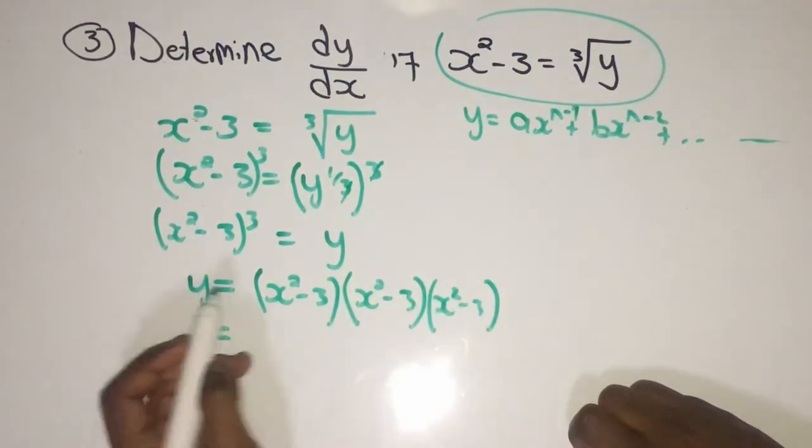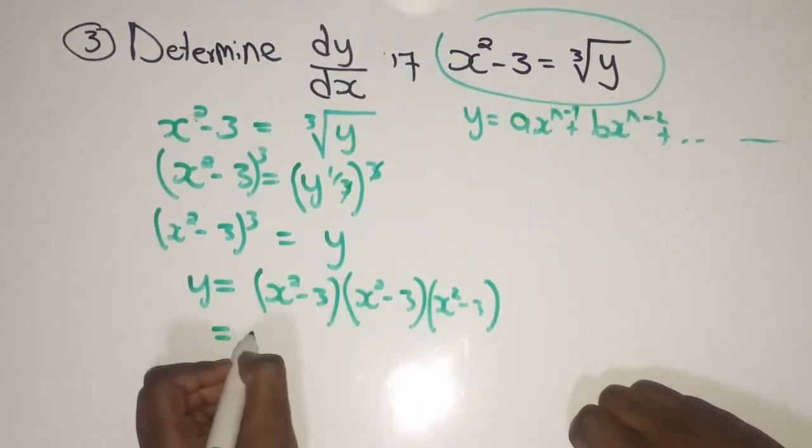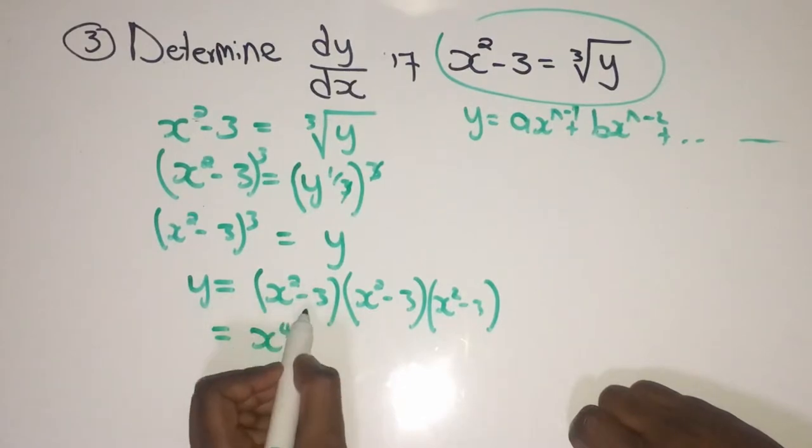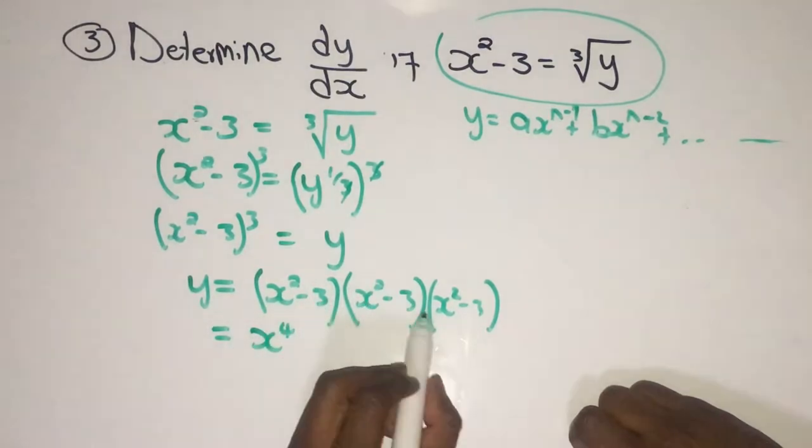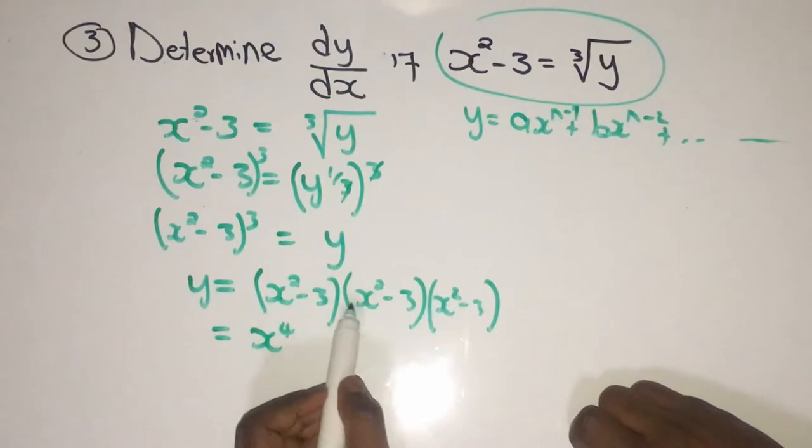So we'll expand the terms. This by that gives x to the 4, and then this by that gives minus 3x squared, and this by that gives minus 3x squared.